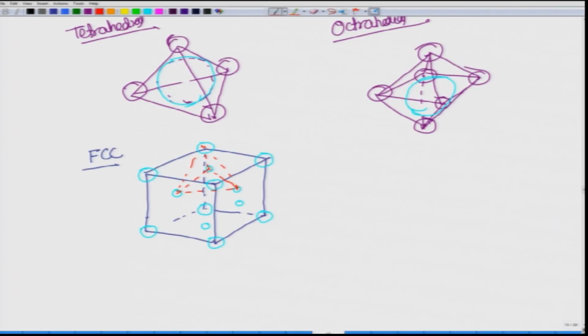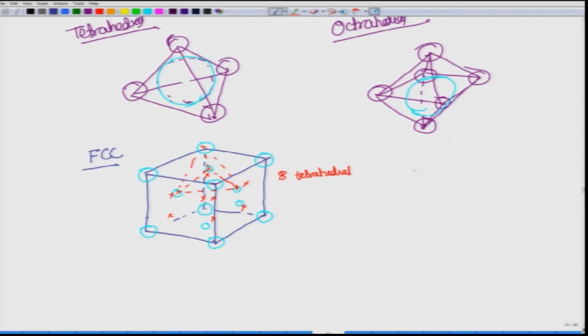Now, you can imagine how many tetrahedral would be there. There should be 8. So, each corner is associated with 1, and that particular tetrahedral site remains inside the cell. So, there is 1 over here, there is 1 over here, 1 over here, and similarly on the bottom side. So, there are 8 tetrahedral. Now, let us go back to the octahedral.